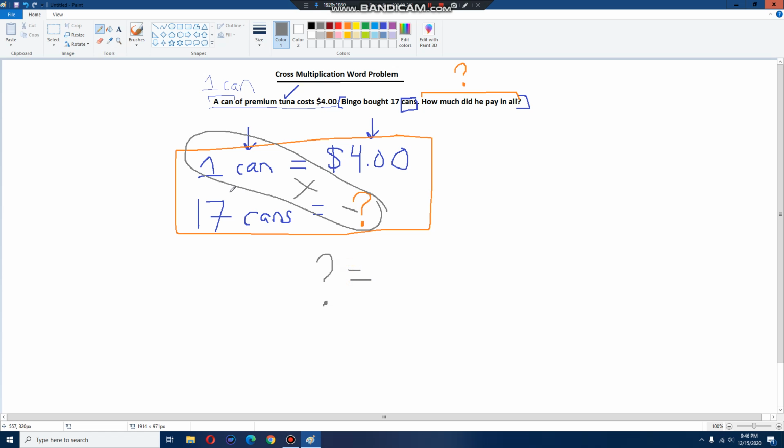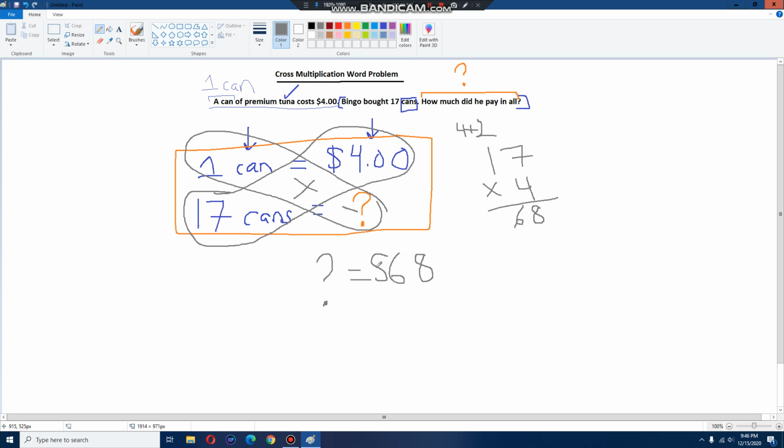Let's cross multiply the other side. 17 cans multiplied by 4. So 17 multiplied by 4. 7 times 4 is 28. Carry the 2. And 4 times 1 is 4, plus 2 is 6. So final answer, Bingo paid $68 for 17 cans. And this is how you use the cross multiplication technique in a word problem.